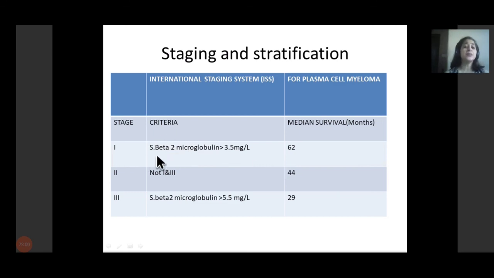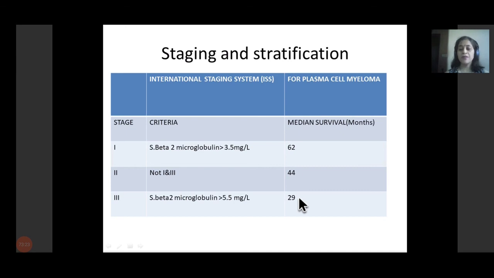So the criteria is: stage 1 is serum beta 2 microglobulin less than 3.5 milligram per liter, and stage 3 is when it is more than 5.5. Anything which is in between is stage 2, and the median survival range is from 29 to 62 months, with intermediate of 44 months, which is approximately just less than 4 years. And this is not even 2 years.